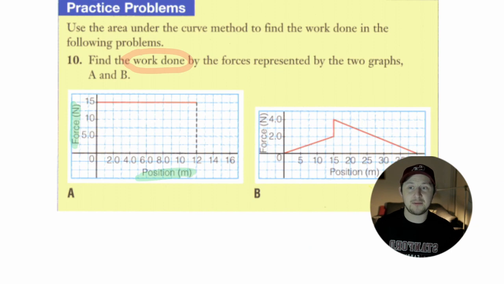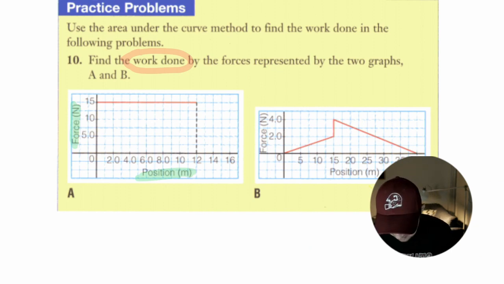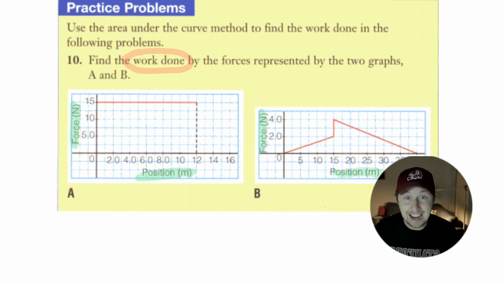This problem's kind of fun to me. What we've got here is another graph. Force is on our y-axis. Position is on our x-axis. All right? We're doing good so far. Everything looks great, except we have this weird line.